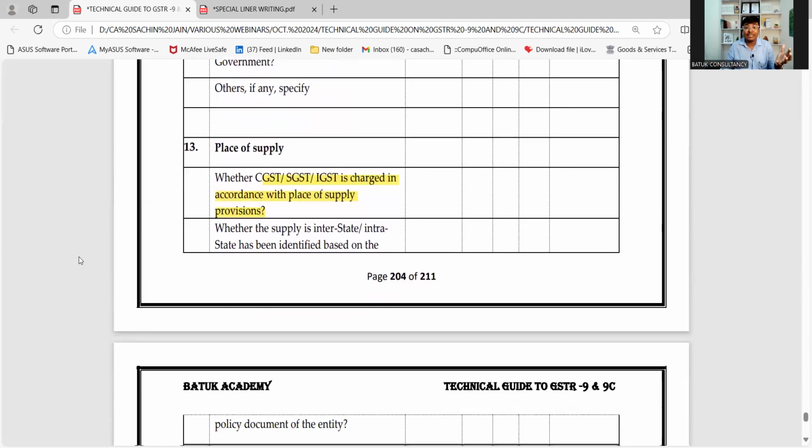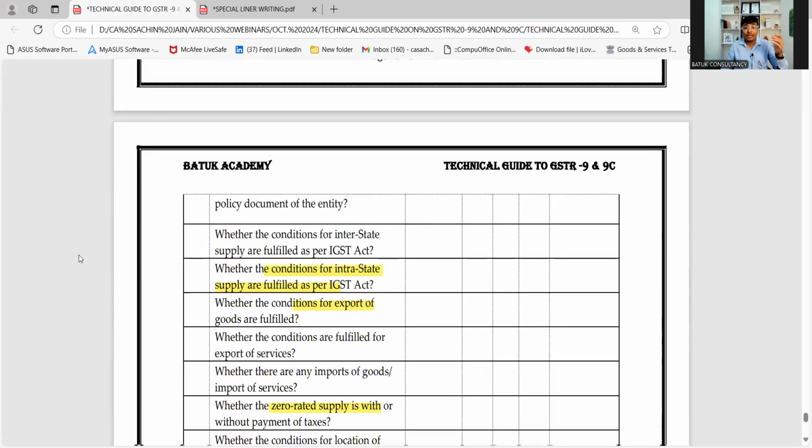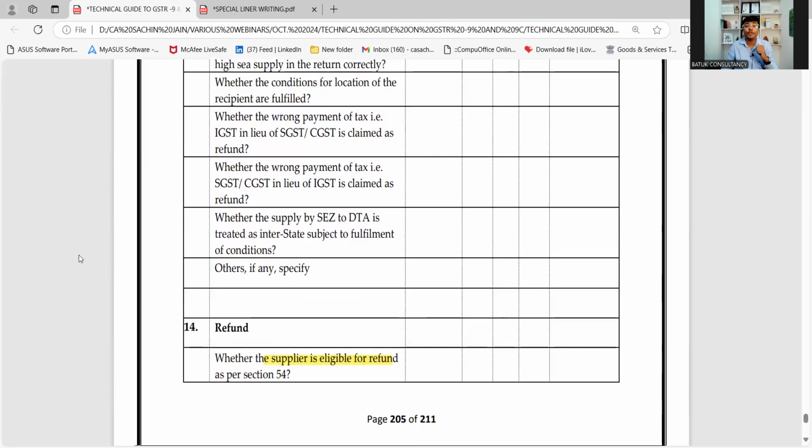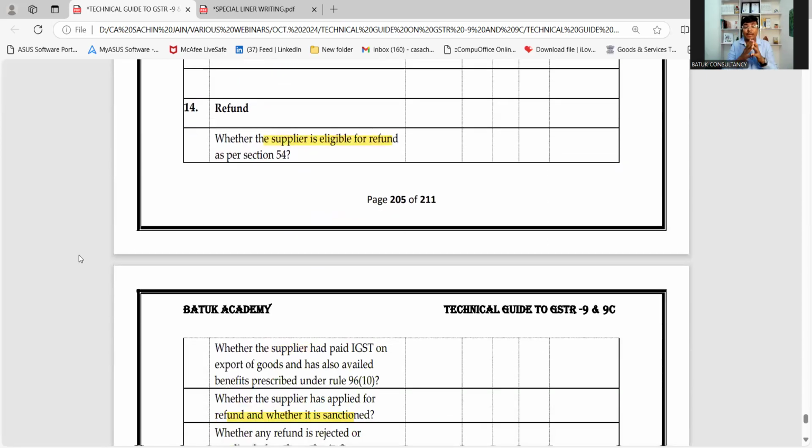We also need to verify that the place of supply has been correctly determined or not. Because if there is a wrong determination of place of supply, in such a situation, an interstate supply will be treated as intrastate or an intrastate supply will be treated as interstate. So this will create unnecessary litigation. So we need to be very careful from that perspective.